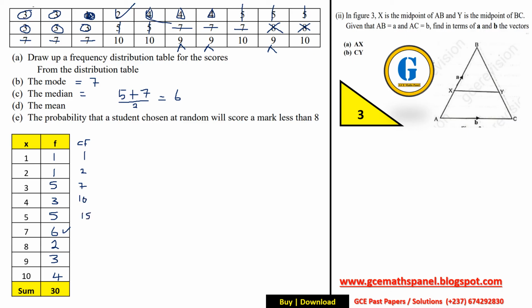So the 15th score is 5, as you can see, right? Then the next score now should be 7. So the median should be the 15th score plus the 16th score divided by 2. Yes, because if you look at the median, you have 15 scores to the right and 15 to the left. So the median has to be the average of the 15th and the 16th. So that's how we get the median.